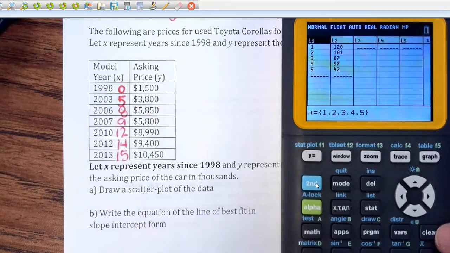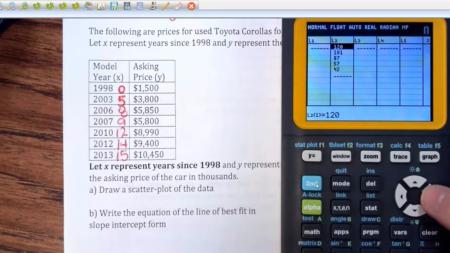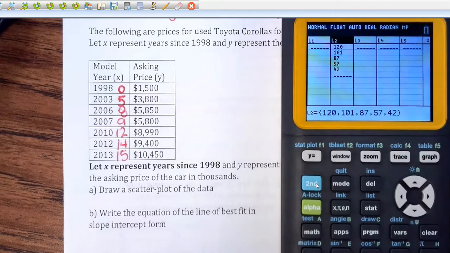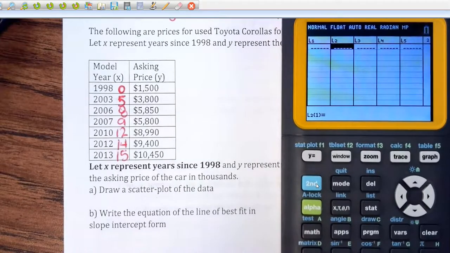You're going to hit clear, and then come down to the bottom and hit enter, and that will take out all those data points that you already had in there. All right, just to repeat that, I'm going to arrow over to list 2. You want to arrow up to the top so list 2 is highlighted. You hit clear and you hit enter, and that'll take everything out of that column.